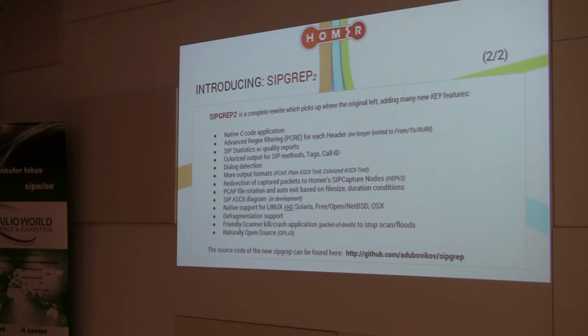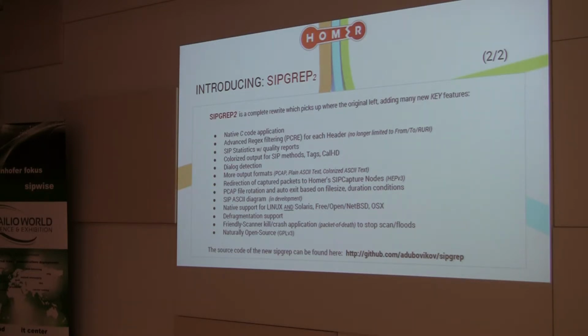You can now make regex for all headers. It's not only limited to from, to and request URI. Also, this SIPgrep tool can make a statistic report for each dialog transaction, registration or call. It also has colorized output like in the first version of this application. And it has many output formats, PCAP, ASCII, colorized as well.